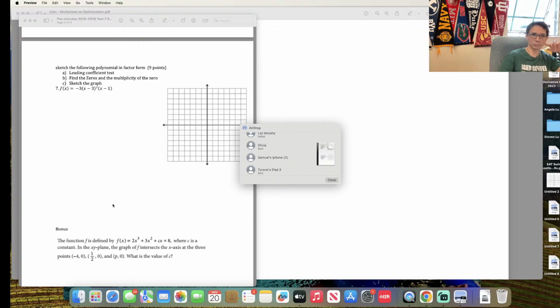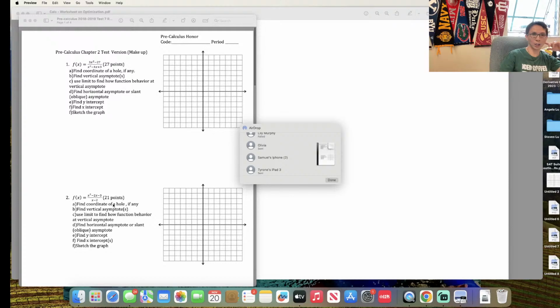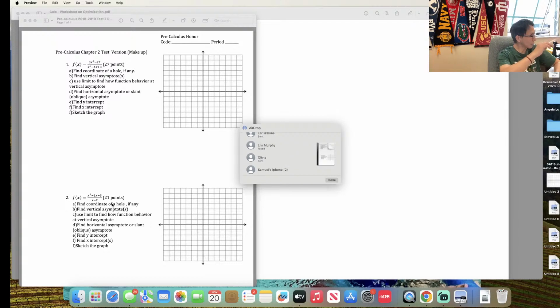Let me see if PreCalc has this one too. That's going to be 30. How to do the limit? Just plug in something like 0.1 away, less or more, and see what sign they go to.